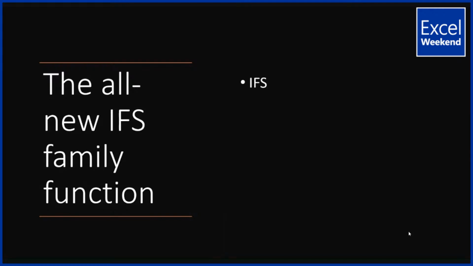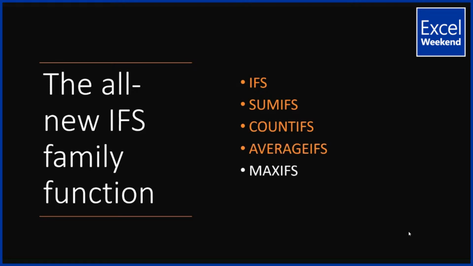In total, this IFS family function has gotten 6 different IFS functions. To begin with, we have got an IFS. This is going to be a great replacement to the nested if function. At the next level, we will talk about SUMIFS and COUNTIFS. At the fourth level, we will talk about AVERAGEIFS. Then we have got all new functions, MAXIFS and MINIFS. These 6 functions can help you to do data dicing efficiently. And let's see how to do this.